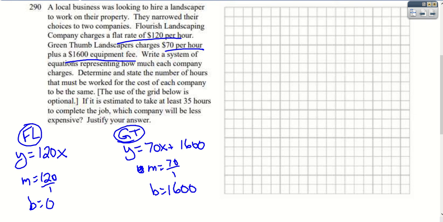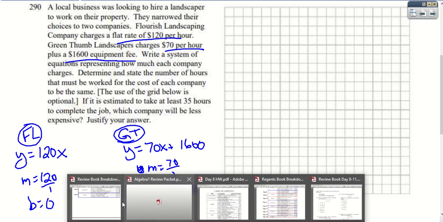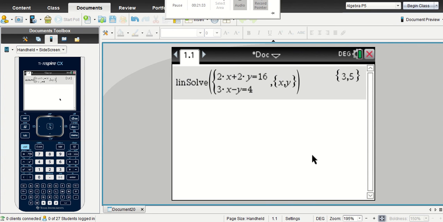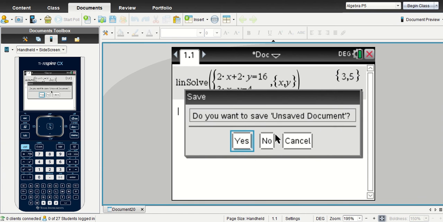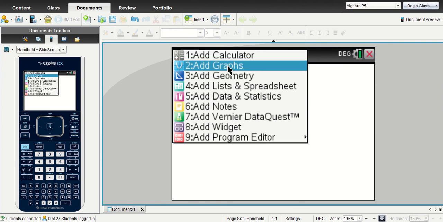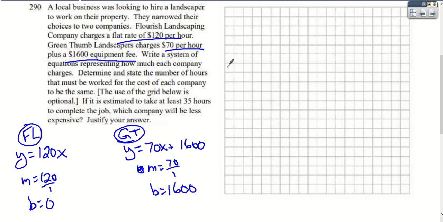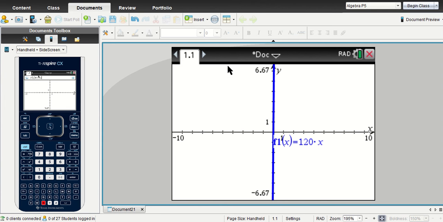All right, so if it's estimated to take at least 35 hours, we want to know where these lines are going to cross. So we're going to want to make a pretty big number. If you have your calculator, we can type this in here. This is a good question for this because our normal calculator window is pretty small. So we're going to go to graph. We're going to do y is equal to 120x.